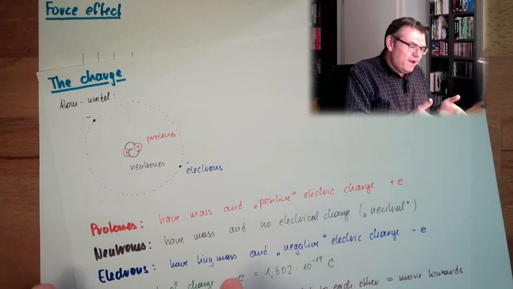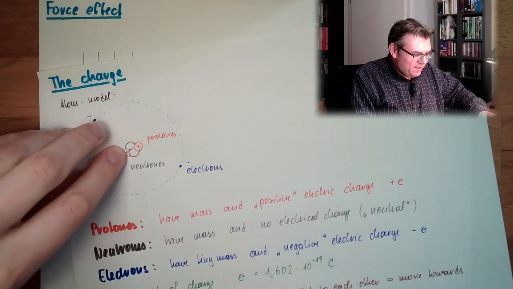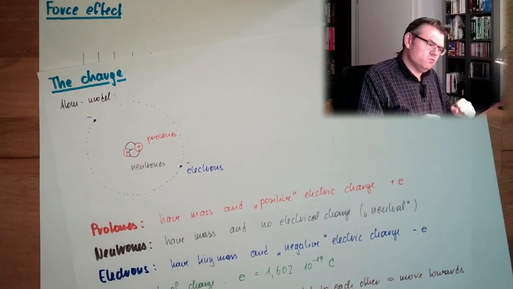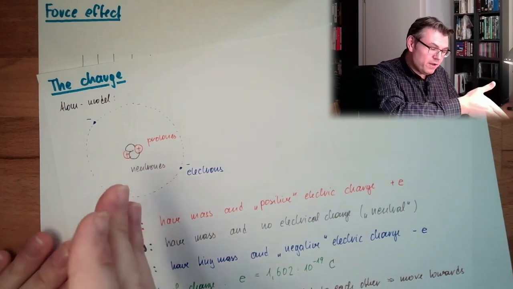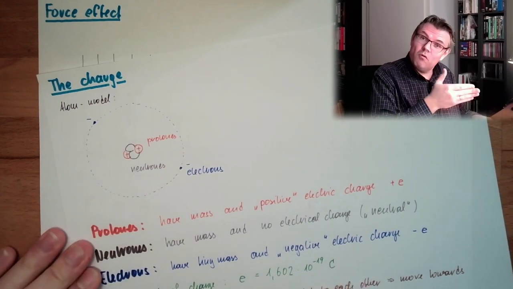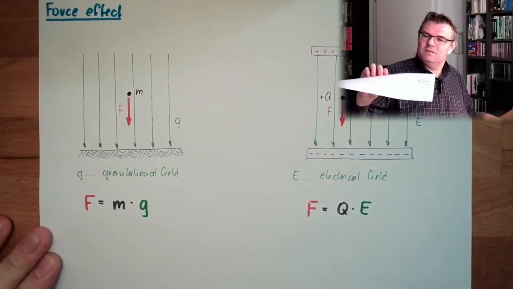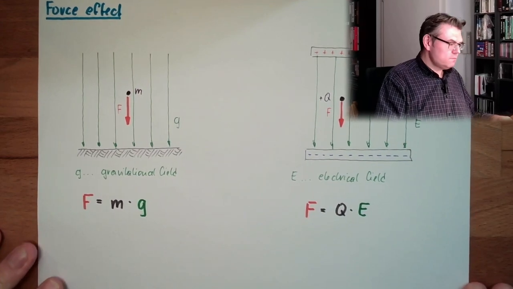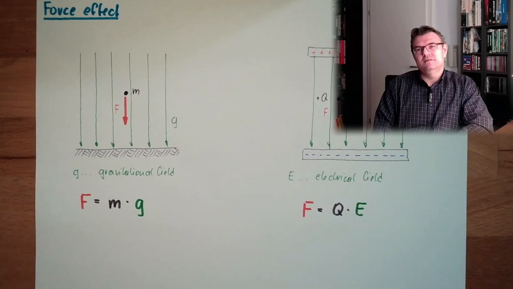And this is why a nuclear reaction is so powerful, because there is a lot of force inside there. It just holds this together. And if you really can manage to separate the nucleus, the core of an atom, then we know there's a lot of power inside. All right, so this is the force effect on charges.